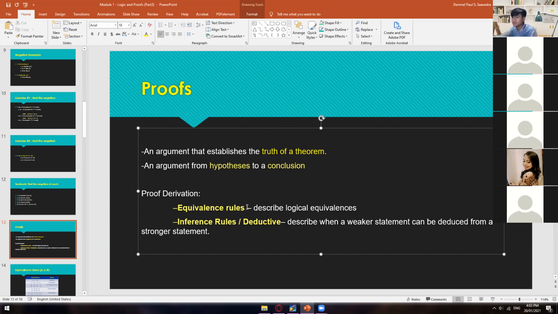Okay, so what are these equivalence rules? This one is describing that a logical equivalence is equal to this logical equivalence rule. You're saying that this one is equal to this expression. And then what are these inference rules or deductive? This one describes when a weaker statement can be deduced from a stronger statement.